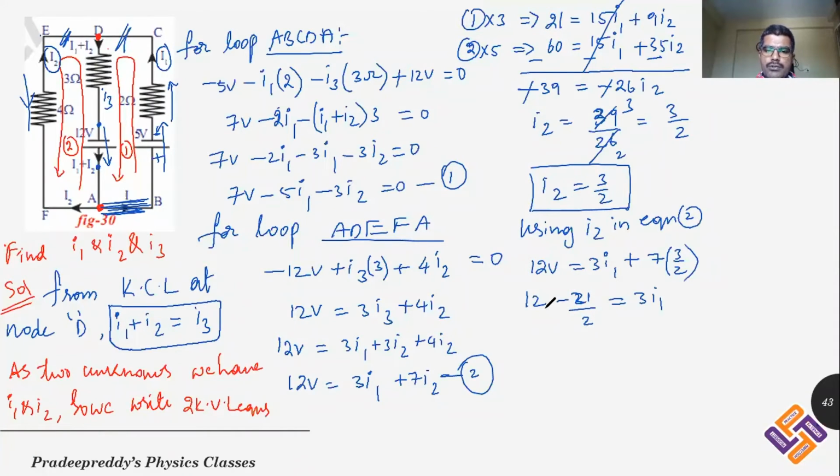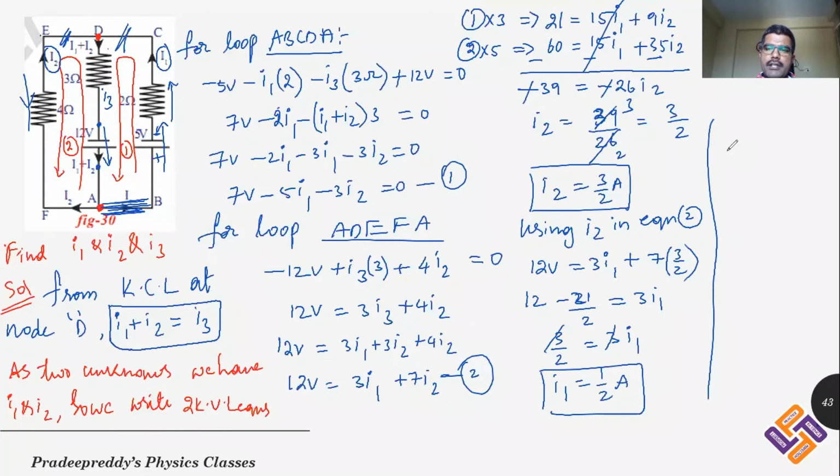This is 12 to 24. 24 minus 21, that is 3 by 2 is equal to 3 I1. 3 and 3 get cancelled. I1 is equal to 1 by 2 ampere. This is also in ampere. I1, I2 values we have got. If you add these two, you will get I3. I3 is equal to I1 plus I2. So I3 is equal to 1 by 2 plus 3 by 2 ampere. I3 will be equal to 3 plus 1, 4 by 2. It is 2 ampere.